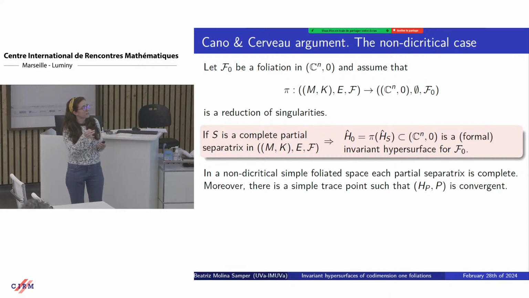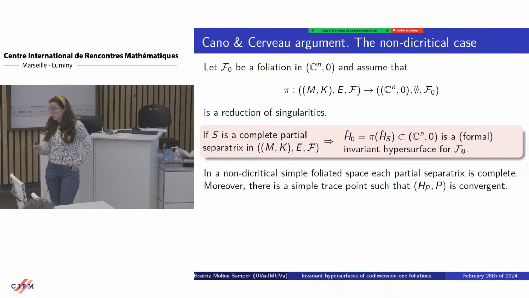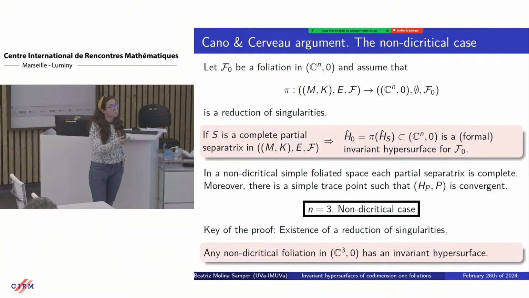we can guarantee that there exists a point where it is convergent, and so everything is convergent in this separatrix. This is using a transversal. Here we take a transversal section in the sense of Mattei and Moussu, and we apply Camacho's theorem in dimension 2 to this transversal section, and that allows us to find the point before. So the key point in the proof of Cano and Cerveau in dimension 3 is that they prove existence of reduction of singularities for this non-dicritical case.